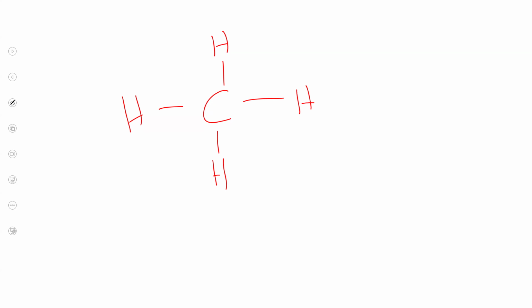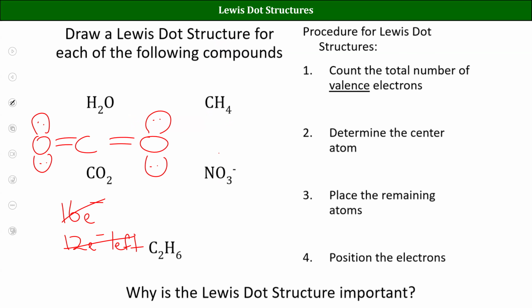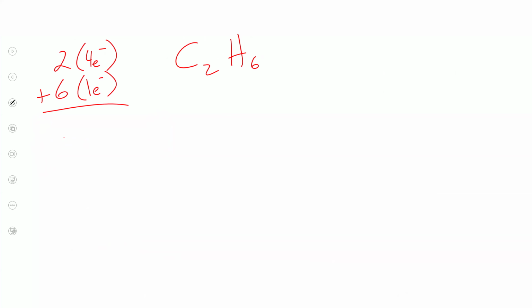So generally speaking, in organic chemistry, carbon's going to be what's in the middle. And we're actually going to expand this because it turns out we can have more than one central atom. Because how else are we going to design C2H6? That's going to give us 2 carbons with 4 electrons each, plus 6 hydrogens, 1 electron each. 14 electrons, right?